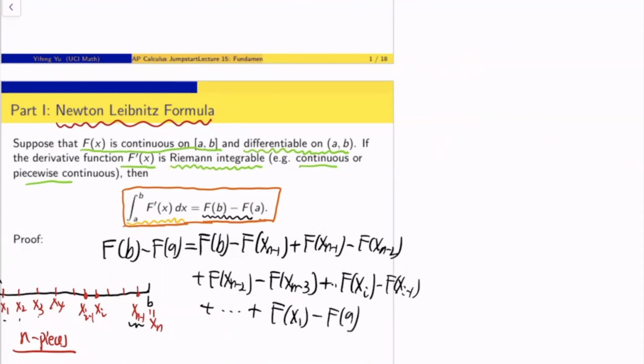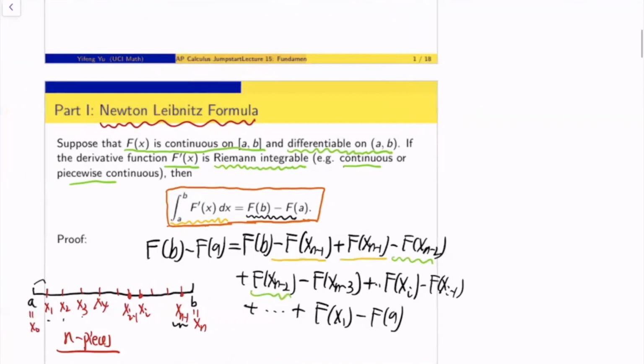You see the left-hand side and the right-hand side are the same because all those terms in the middle cancel with each other. So this one cancels with this, and this cancels with this. The point is all the middle terms just cancel with each other, and the left-hand side and the right side are the same. Now, what's next?